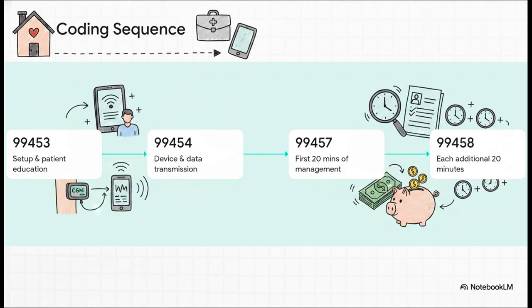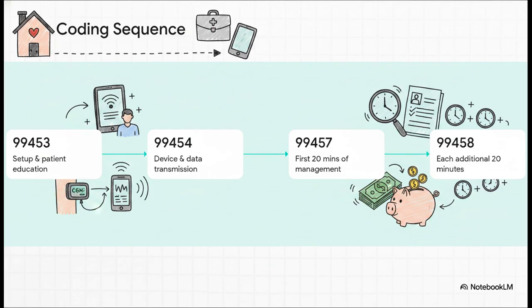Similarly, remote patient monitoring requires a flawless sequence, especially as care continues to shift away from the clinic and directly into the patient's living room. You start with 99453 for the setup and education. Then you move to 99454 for the device supply and the ongoing data transmission. And then you capture the time-based treatment management codes, starting at the first 20 minutes with 99457. Missing just one code in this chain? That means your practice is doing uncompensated work, essentially giving away incredibly valuable clinical oversight completely for free.